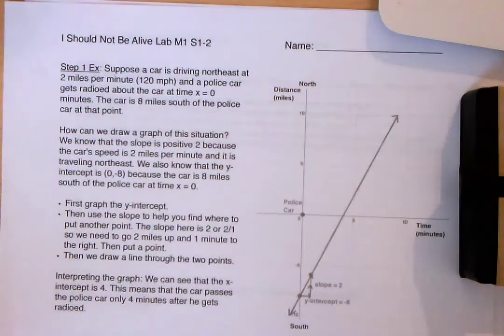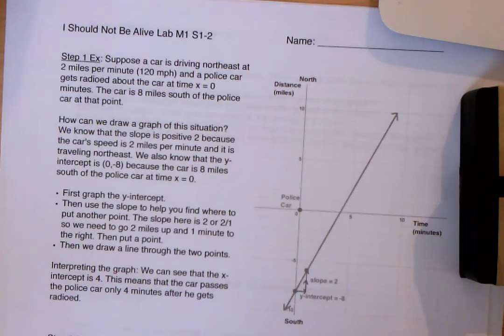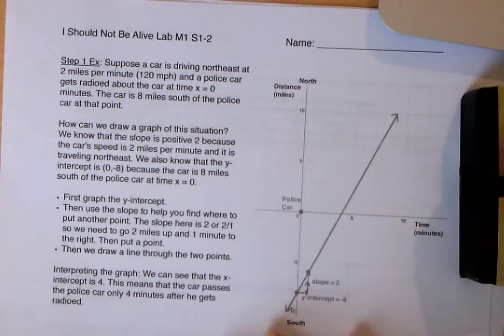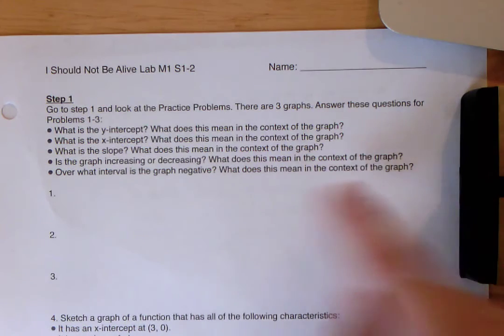Hi, Algebra 1 students. Okay, so this will be part of the I Should Not Be Alive lab, Module 1, Steps 1 and 2. And this is all about using slopes and Y-intercepts, interpreting graphs, and things like that. So what we have to do is, on your worksheet, you have a set of questions.